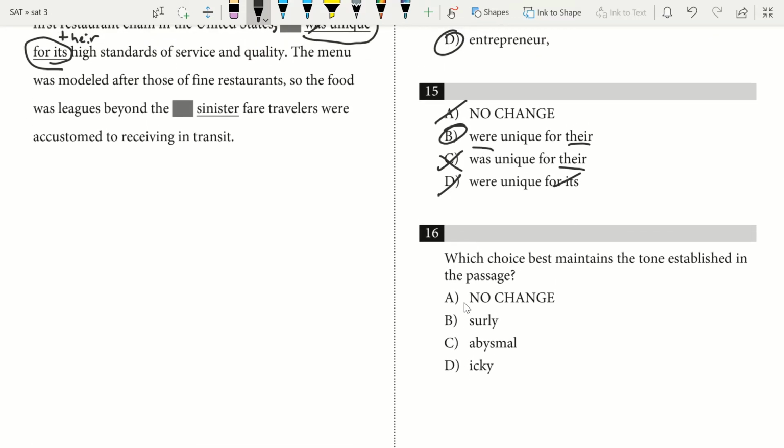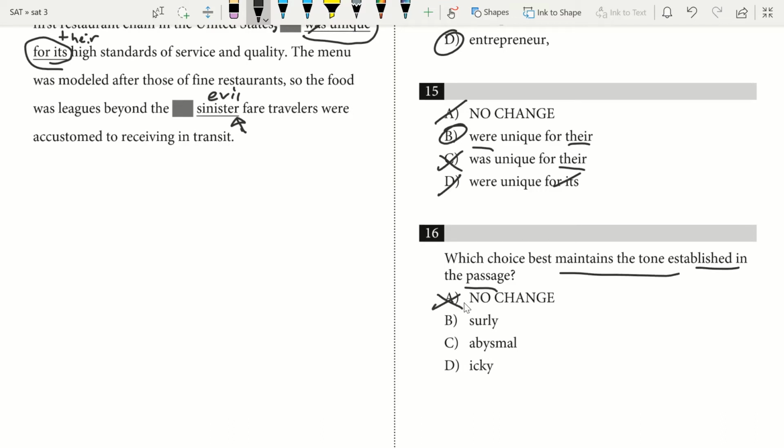Okay. The menu was modeled after those of fine restaurants, so the food was leagues behind the sinister fare travelers were accustomed to receiving in transit. So here we have a question about vocabulary, right? And about word choice. So we have, "so the food was leagues beyond the sinister fare." Well, sinister would kind of just imply evil, right? And we aren't really talking about the food as evil. So we want to maintain the tone established in the passage.